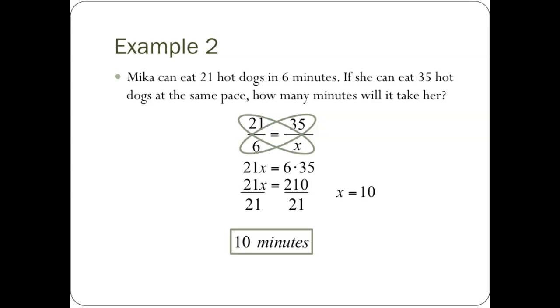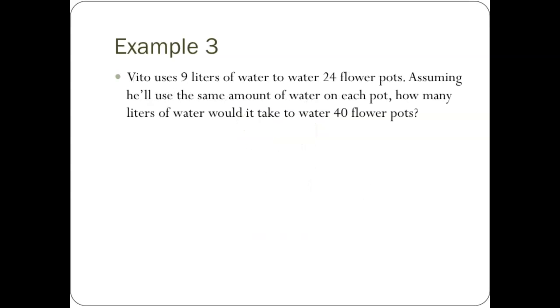All right, example 3. Vito uses 9 liters of water to water 24 flower pots. Assuming he'll use the same amount of water on each pot, how many liters of water would it take to water 40 flower pots? All right, so this is an example of having like things lined up. So we have 9 liters of water to water 24 flower pots. So I'm going to start by writing that first. All right, so I've written the liters of water on top, and in the denominator, we have the number of flower pots. Now I'm going to do the same thing on the right-hand side, match those up.